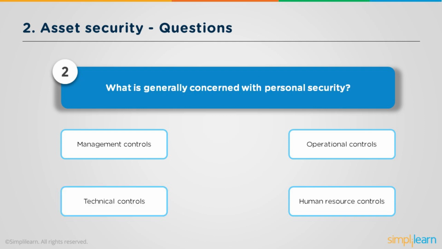What is generally concerned with personal security? Management controls, operational controls, technical controls, or human resource controls. Now, what is personal security? Personal security is people-centric security. You're looking at people and you're ensuring that their security comes into the picture. Technical controls can be used for data assets or physical assets like information technology, but technical controls may not be that relevant for a human. A firewall is not going to help any human any which ways. Management controls are administrative controls. That means a policy that will help you implement controls. But for personal security, it's the operational controls that are going to be associated with it.